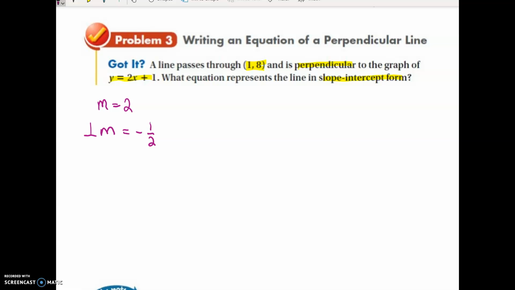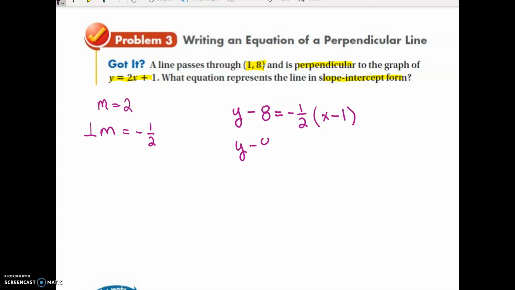The next thing we want to do is start with point slope form. So y minus the y1, which is 8, equals our new slope here, -1/2, and then x minus 1. So it's going through this point and it's using our new perpendicular slope. Now I just need to simplify and get it into slope-intercept form.